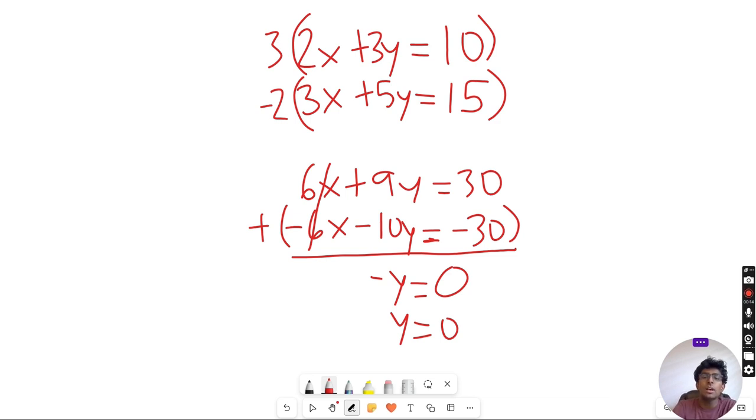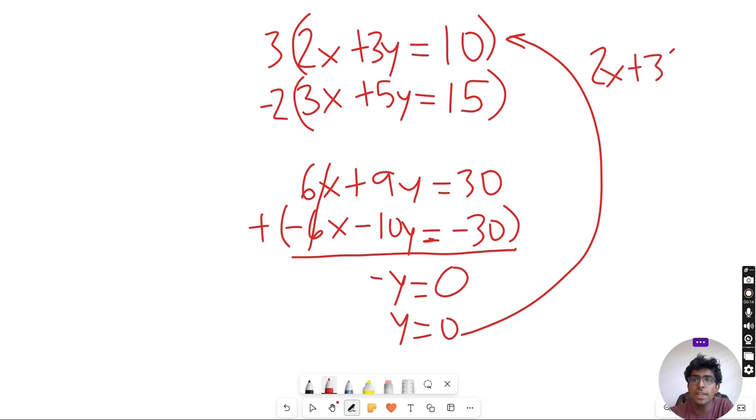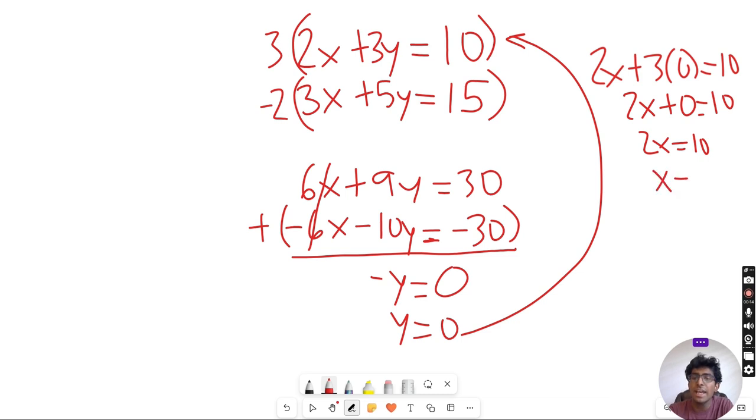So now we can plug this back into, let's say, the top equation, right? We substitute 0 for y. So 2x plus 3 times 0 equals 10. 3 times 0 is just 0, so 2x plus 0 equals 10. That basically goes away, so 2x equals 10. And then divide both sides by 2 to get x equals 5. So 5, 0 is our answer for this set of equations.